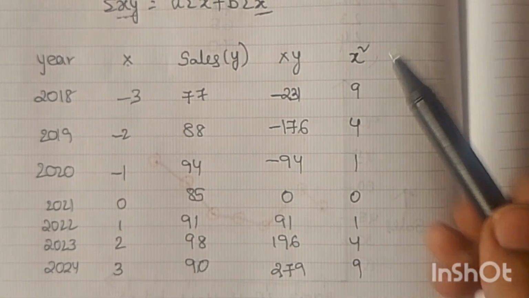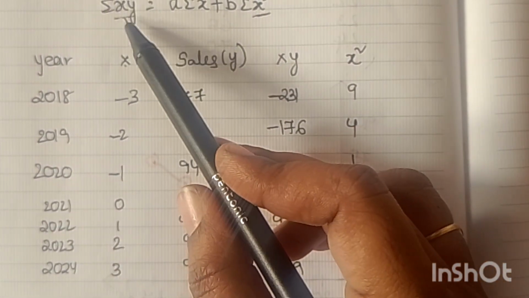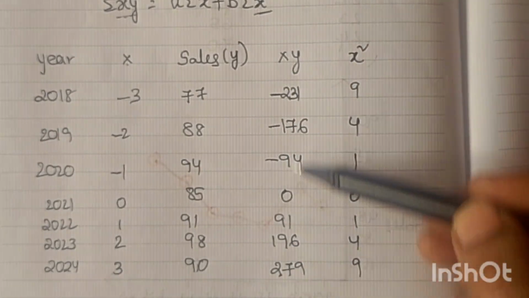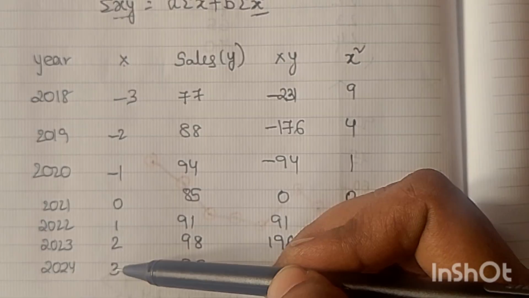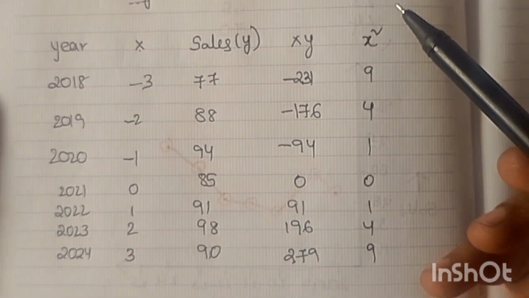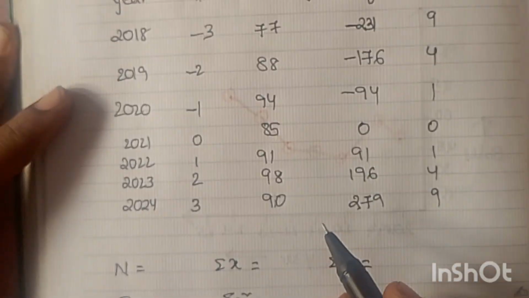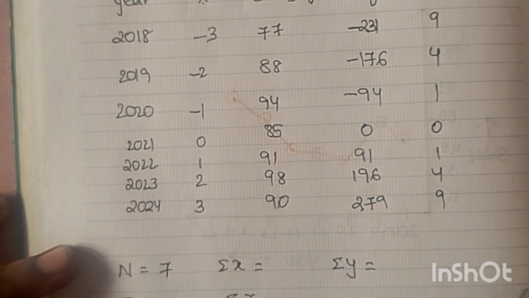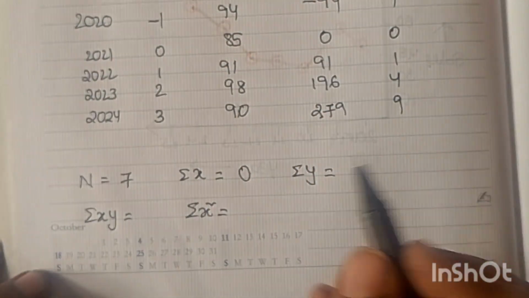After calculating these values, we need the value of xy. Sigma xy means the total value of this, and sigma x means the total value of this. Here n is equal to the number of years. How many years do we have? 1, 2, 3, 4, 5, 6, 7. We have 7 years, so n is equal to 7, and sigma x is equal to 0, because -3 plus 3, -2 plus 2, and -1 plus 1.